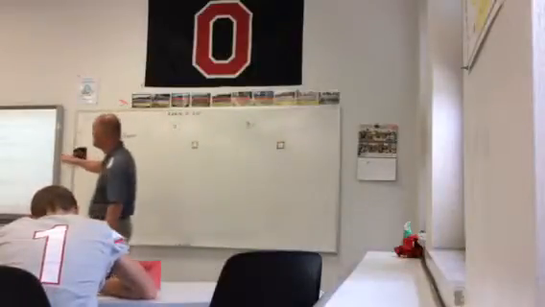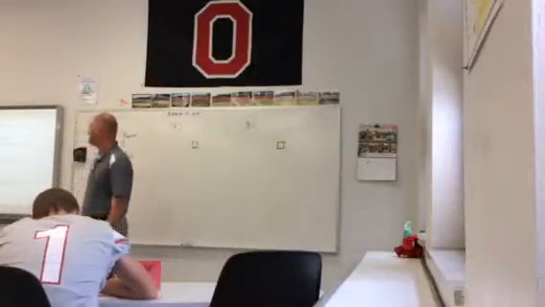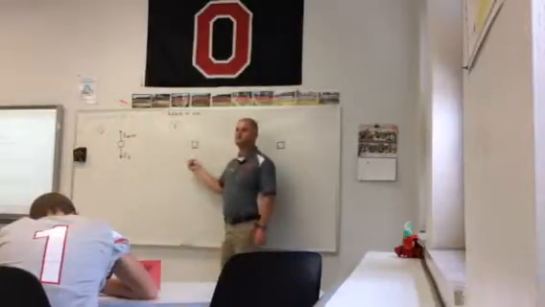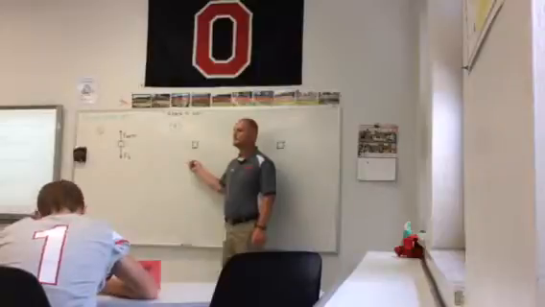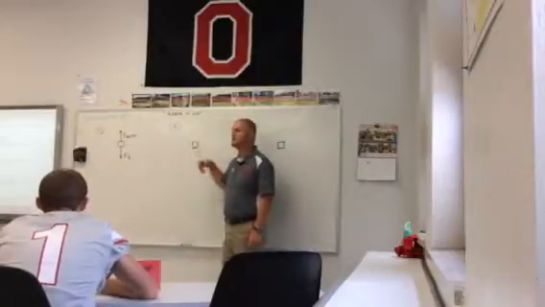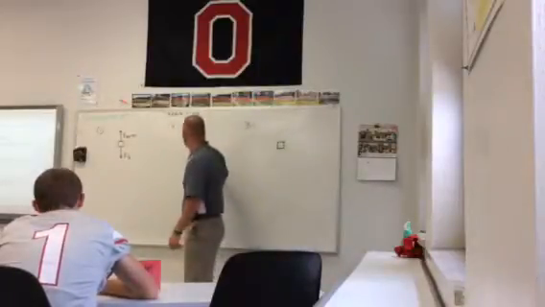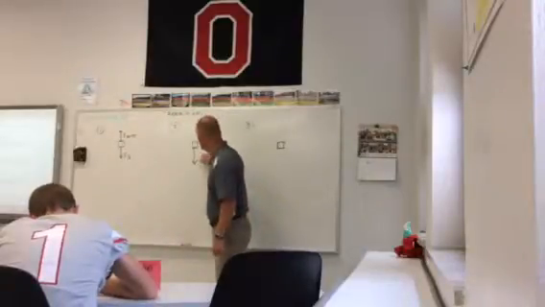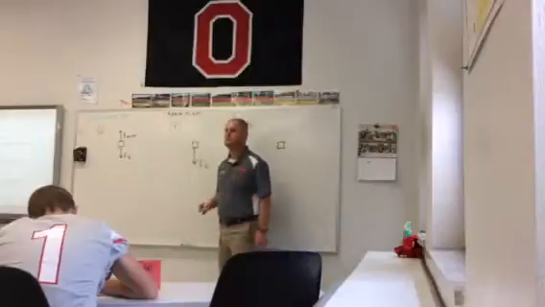For the second one here, an egg is free falling from a nest in a tree. What direction do I want to draw my arrow? Robert, what direction do I want to draw my arrow? Down. And what's the name of the force that's pulling the egg down? Yep. Okay, so F, G. Anything else to draw?